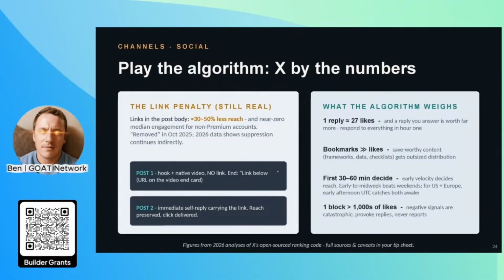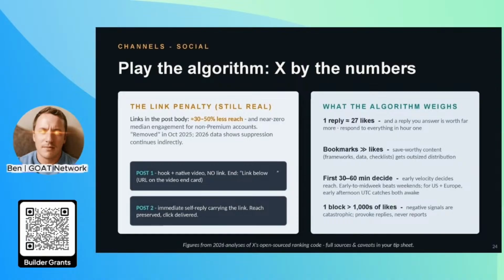Okay, so yeah, a little bit here on the X algorithm. You don't need to write any of this down. This is all in the tip sheet that you hopefully have found by now, or find at the end. But this is what X's own open source ranking code suggests, plus there are big independent data sets and studies that verify everything that I'll say here. So the first thing is the link penalty.